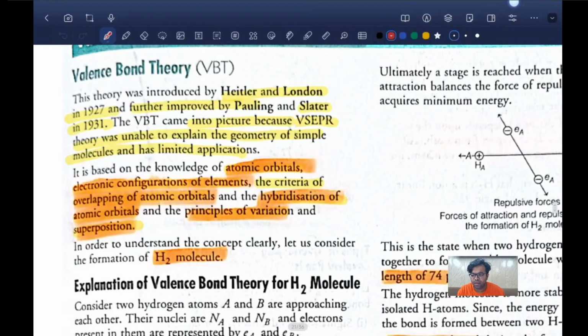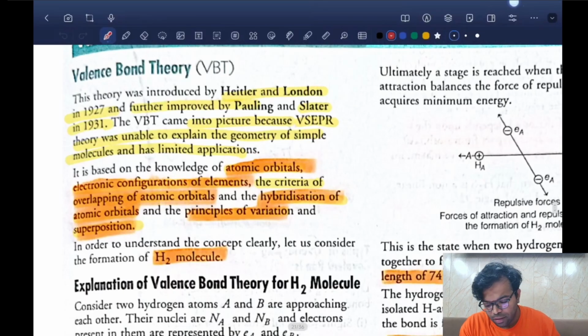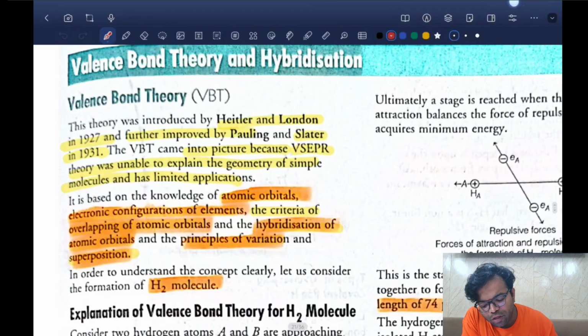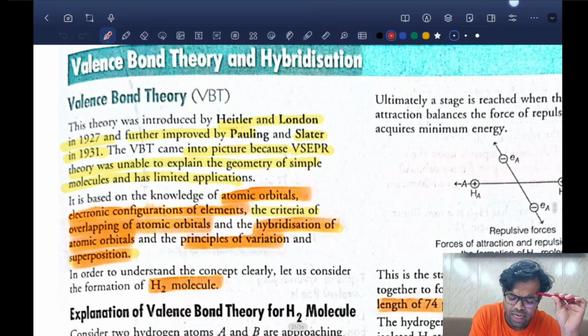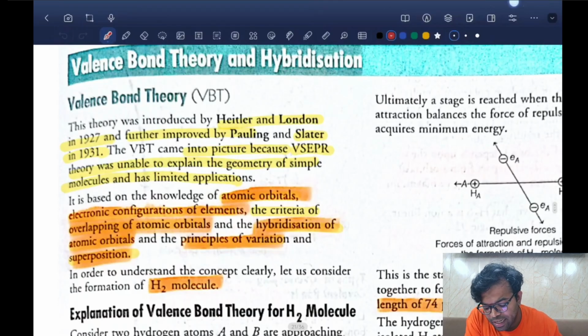Let's see, what is valence bond theory? This theory was introduced by Heitler and London in 1927 and further improved by Pauling. Pauling is the same guy who gave us the electronegativity scale. What was fluorine's electronegativity? 4, right? He was the one who gave fluorine the electronegativity of 4. And Slater in 1931.